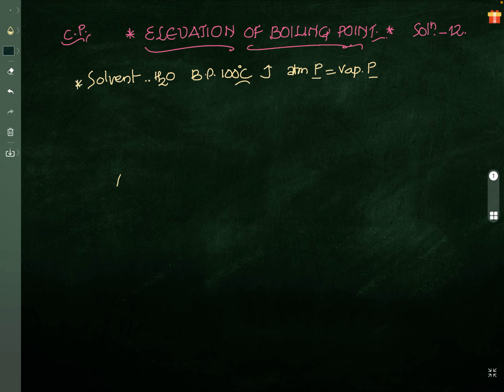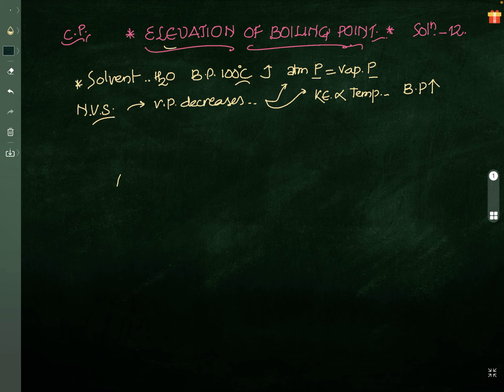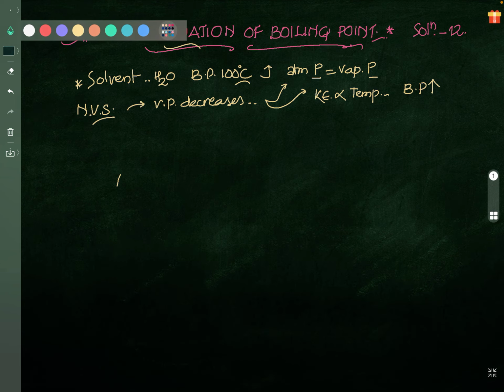Now if you add a non-volatile solute like salt or sugar, the vapor pressure decreases. We discussed this in the earlier class. When vapor pressure decreases, it cannot be equal to atmospheric pressure. In order to make it equal to atmospheric pressure, we need to increase the kinetic energy of molecules. To increase the kinetic energy of molecules, we need to increase the temperature. That means the boiling point increases. This is what we call elevation in boiling point.